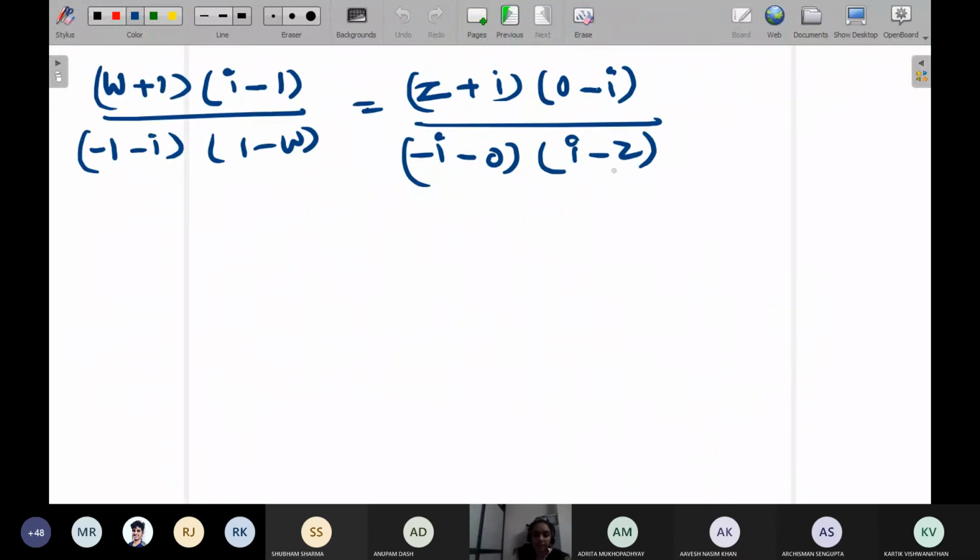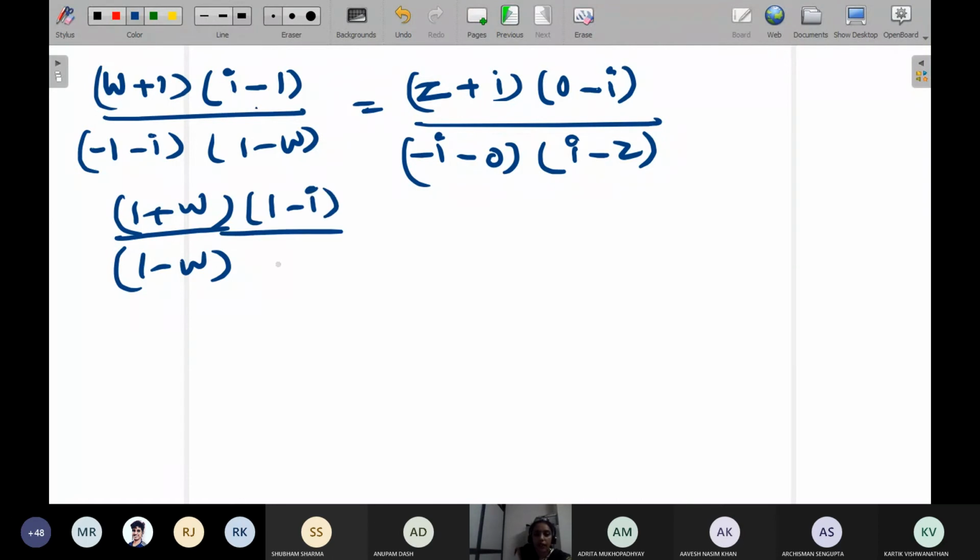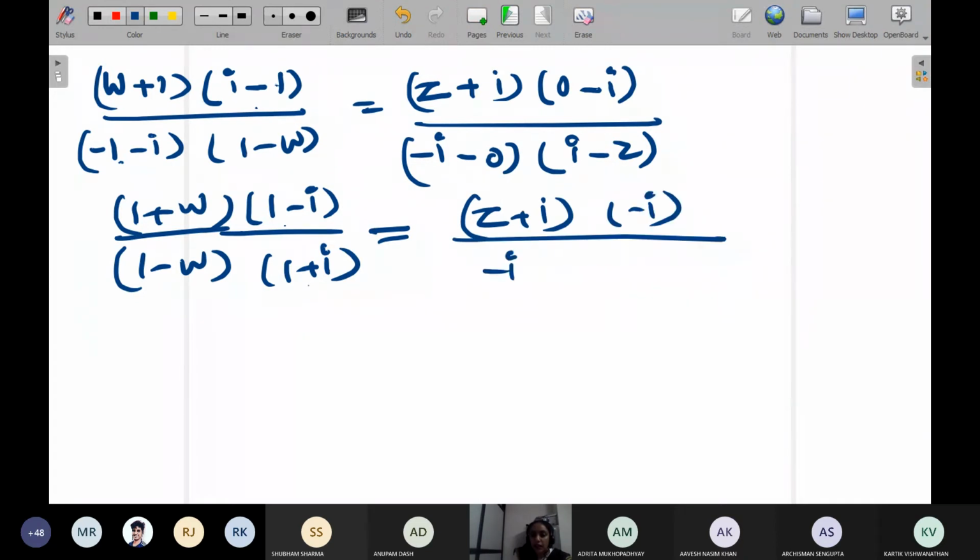Okay, now just concentrate. Now we will do step by step. So I can write this as 1 plus W divided by 1 minus W. Bring all other quantities to one side. Before bringing, you can simplify it a little bit also. So I can write this as 1 minus I divided by 1 plus I. I have taken the minus sign from this and I have multiplied that minus sign here. So I'm getting 1 minus I by 1 plus I. And on this side, I'll write it as Z plus I into minus I divided by minus I into I minus Z. So minus I will be getting cancelled. Is it clear? Minus I will be getting cancelled.